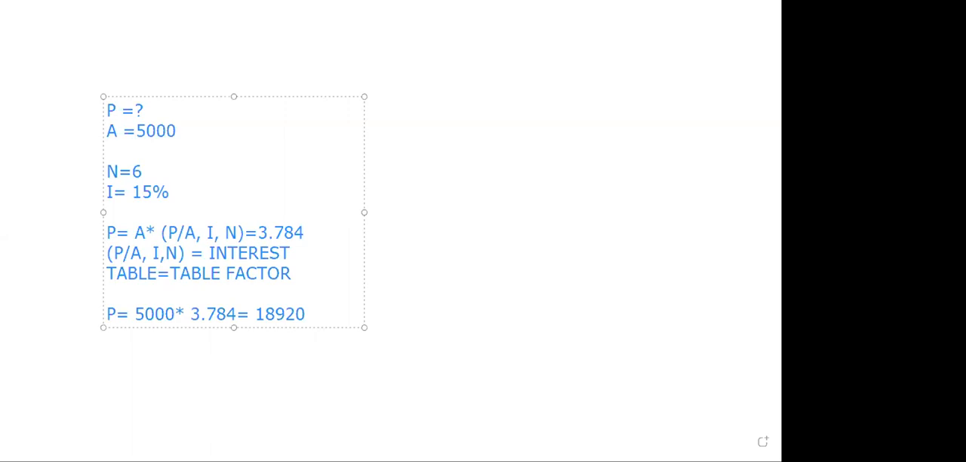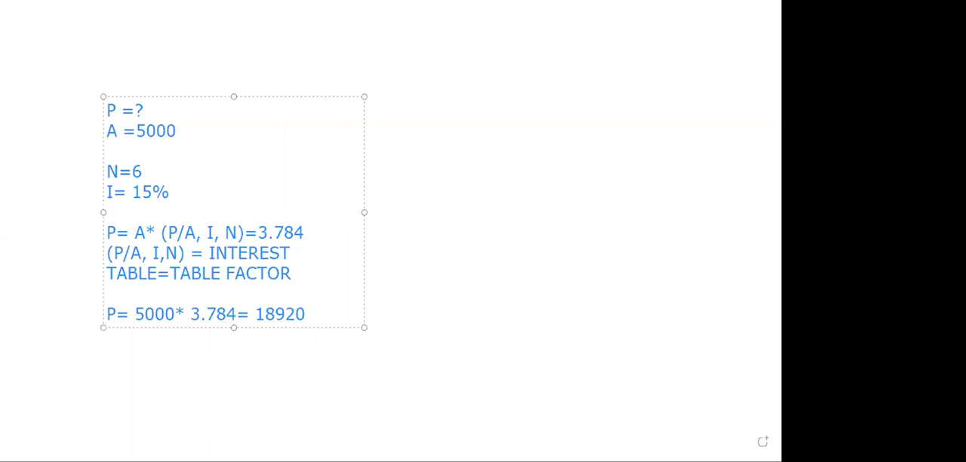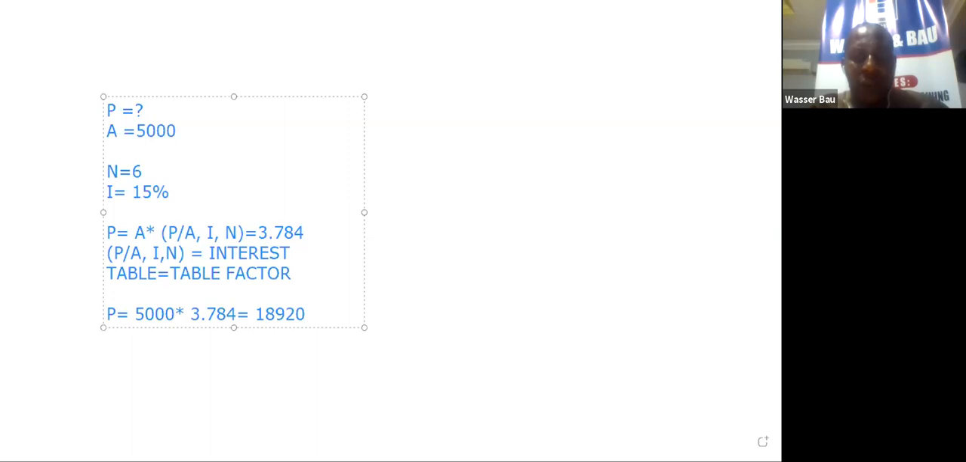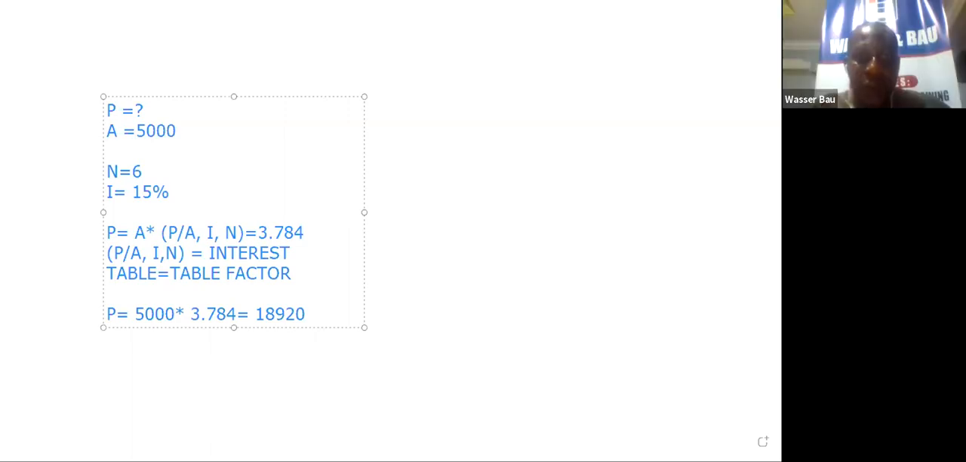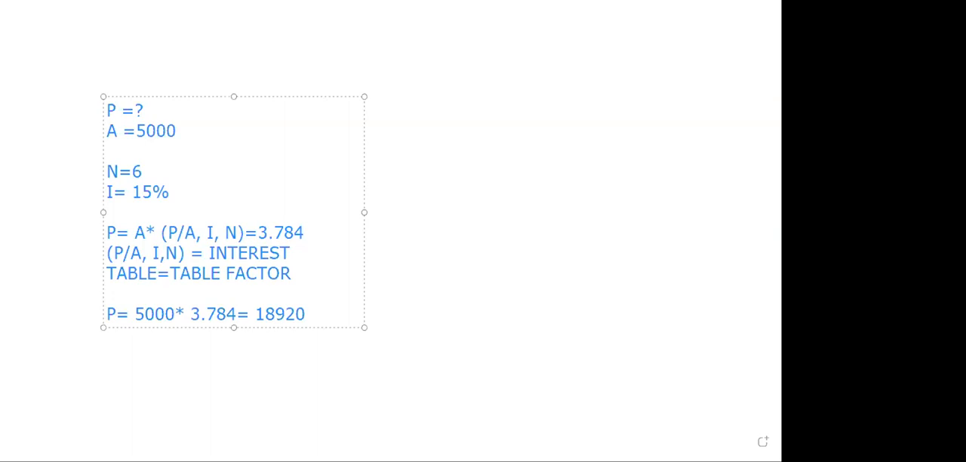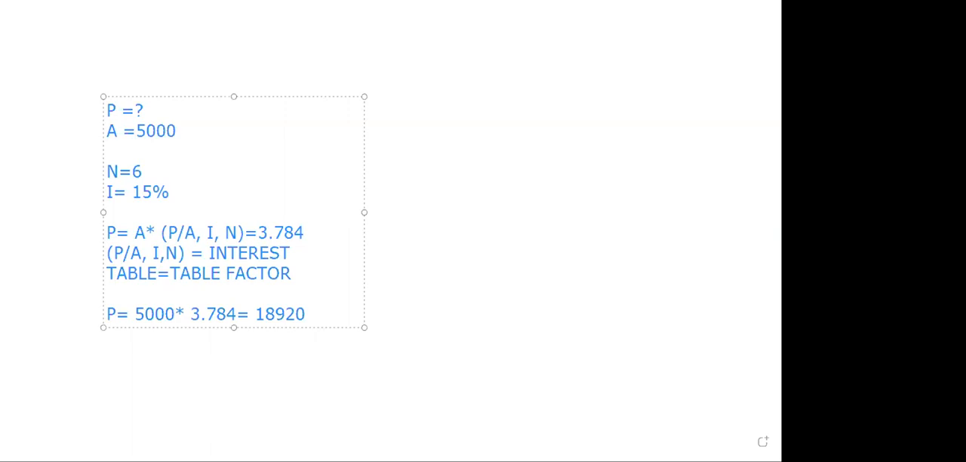Just to add, I discovered that in case you don't have the interest table, you can also get that table factor using the formula in that chart. I'm trying to locate one of the slides you showed us. That should be slide 22, where you have the math expression. So if you don't have the table factor or the interest table, you can use that formula directly. John, just in case.